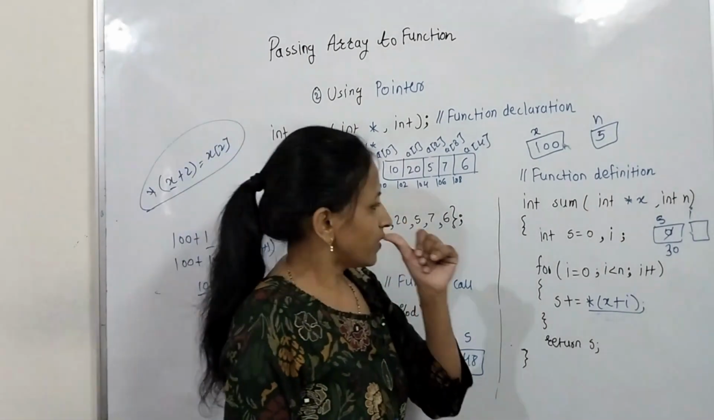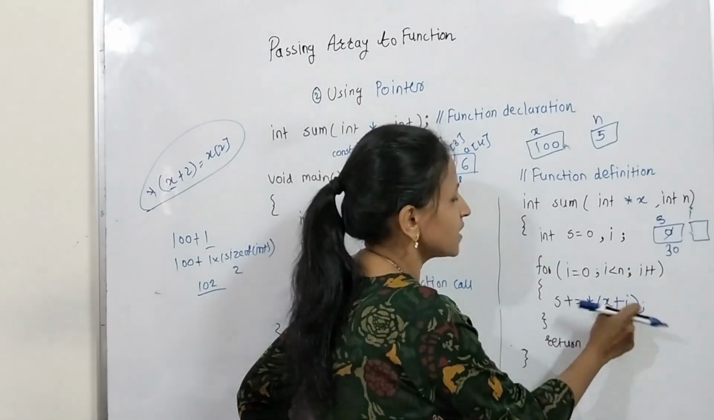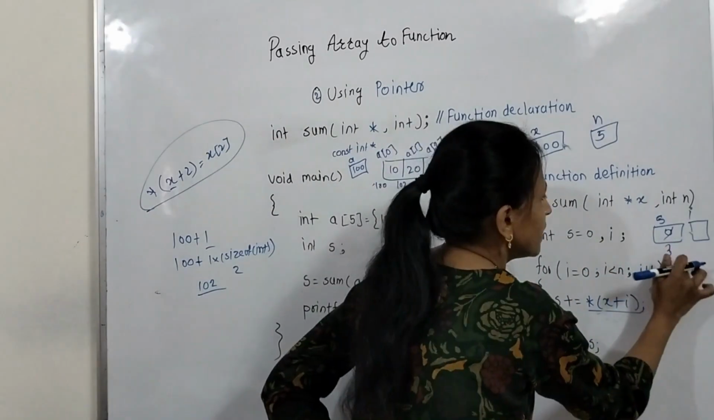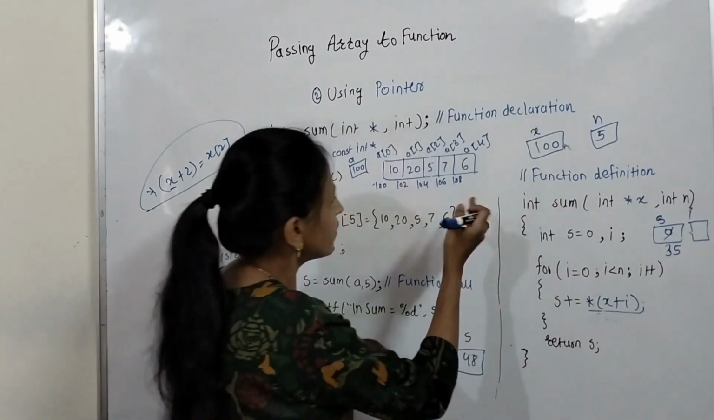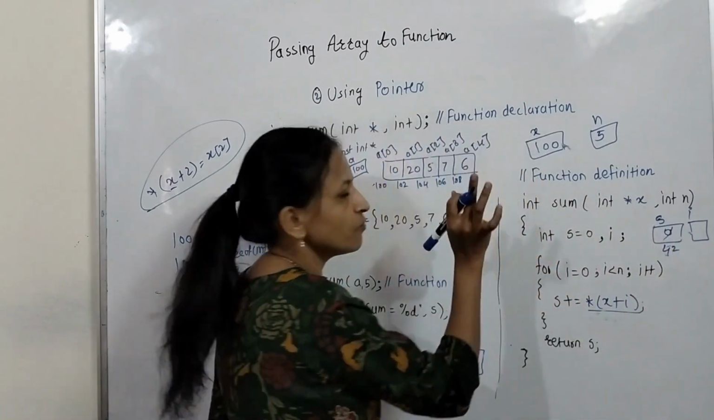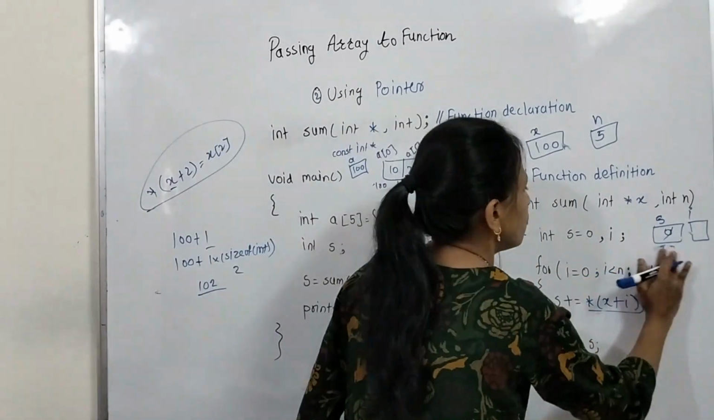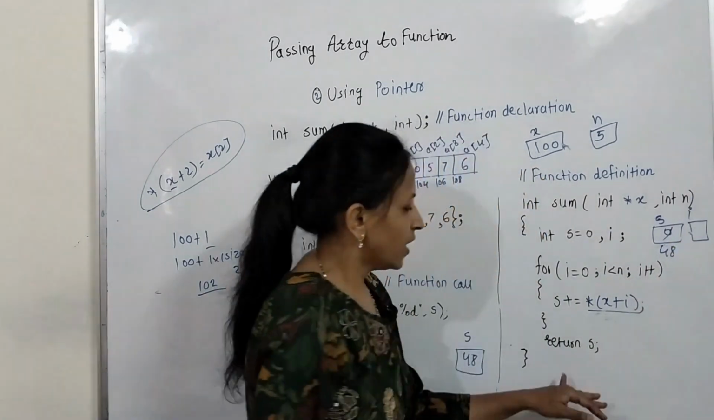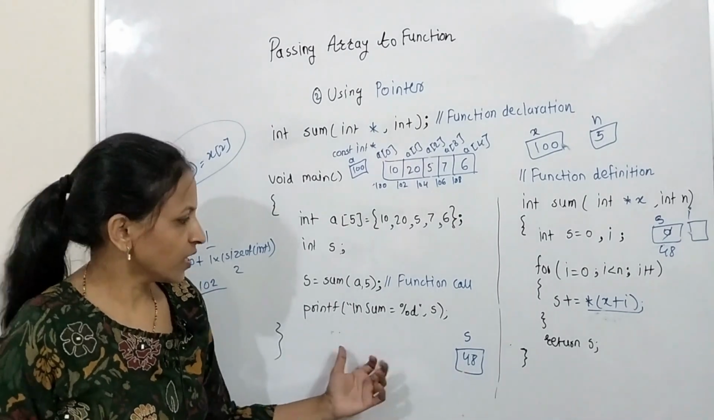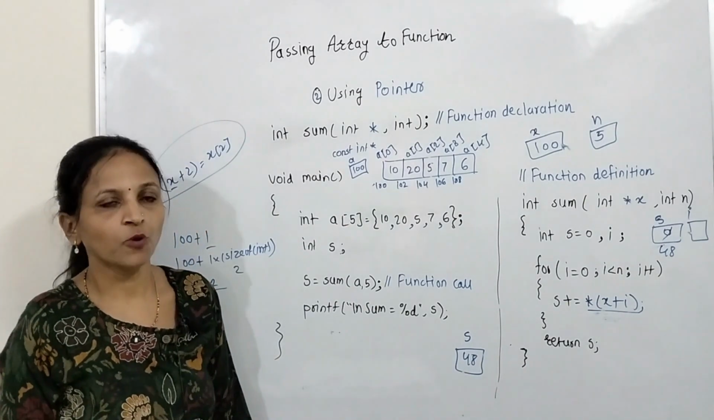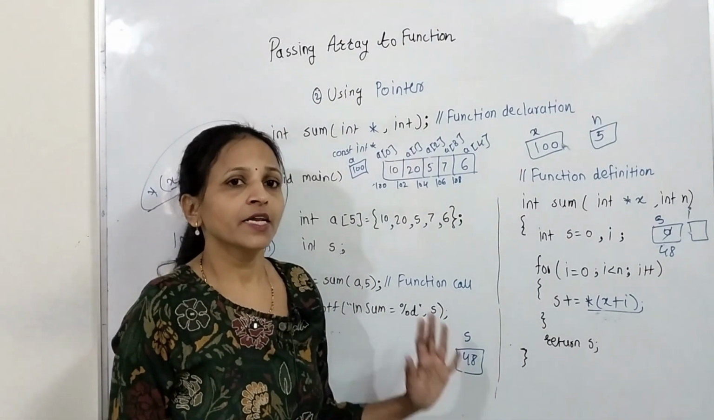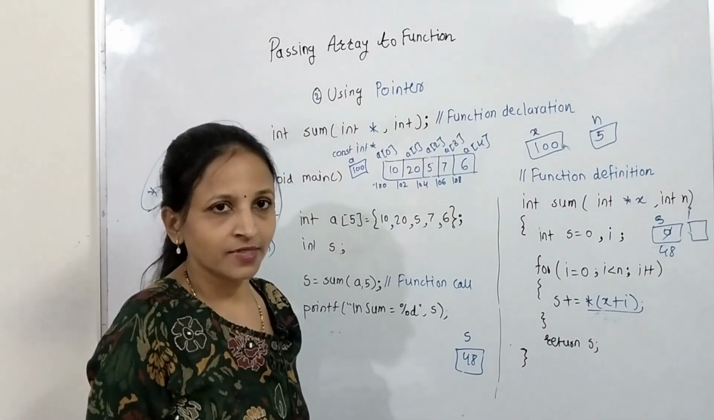Okay? In this way. Now here x plus 2 means x of 2. x of 2 is nothing but a of 2. That is 5. 5 will get added. That's why it will become 35. In the same way it will add 7, so it will become 42. And then in the same way it will add 6. You will get 48 in this s variable, and that will get returned, and that will get stored inside this s again in the same way, and will display the sum of all those elements. This is the way how to pass an array to a function with the help of a pointer.